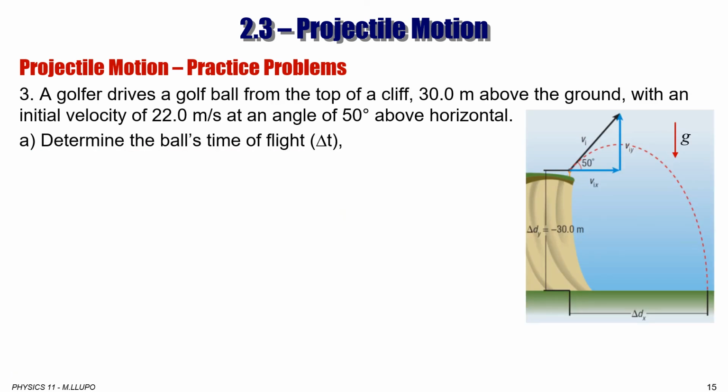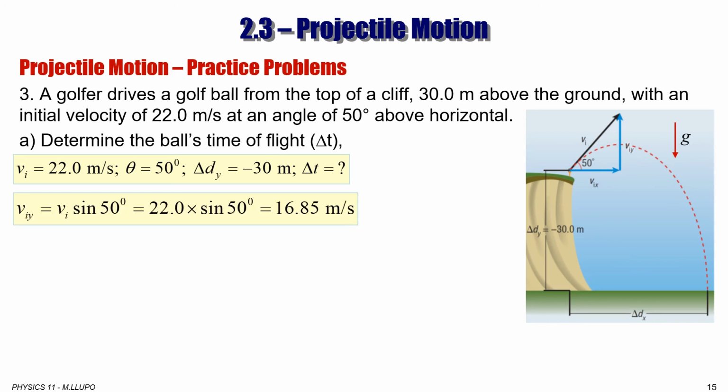Here's a practice problem. A golfer drives a golf ball from the top of a cliff 30 meters above the ground with an initial velocity of 22 meters per second at an angle of 50 degrees above horizontal. Determine the ball's time of flight, delta t. What we have is V initial, 22 meters per second, theta, the angle, is 50 degrees above horizontal, delta dy is minus 30 meters, and delta t is required.